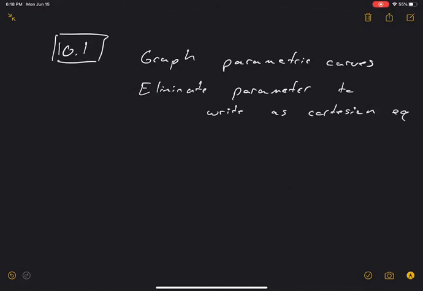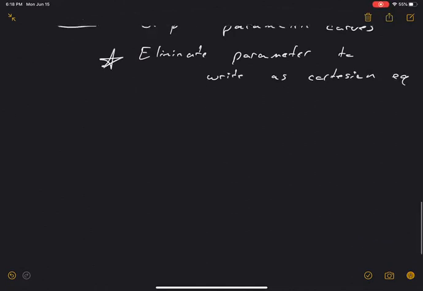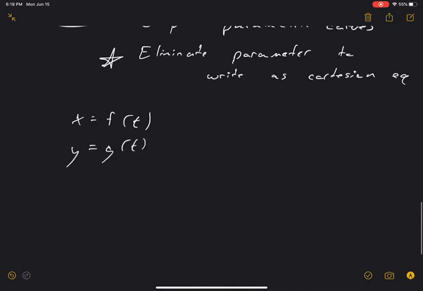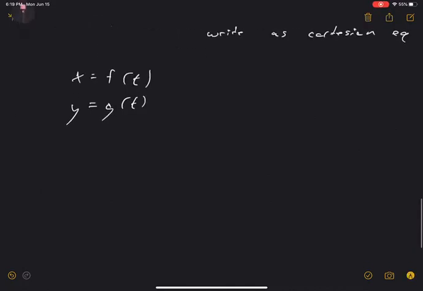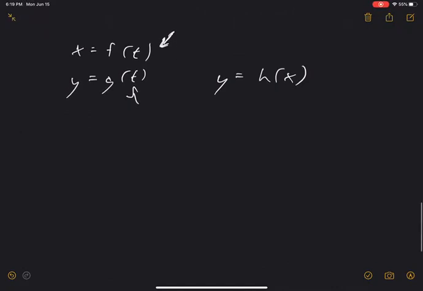One thing I'll say about eliminating the parameter: there were a lot of times there was a choice on how to do this, right? We could solve for t in the x equation, get a value for t, and then plug that into the y equation, and we would end up with y equals some function of x. Or we could have done it the other way. We could have solved for t in the y equation and then plugged it into the x equation, and we would have ended up with x equals some function of y.